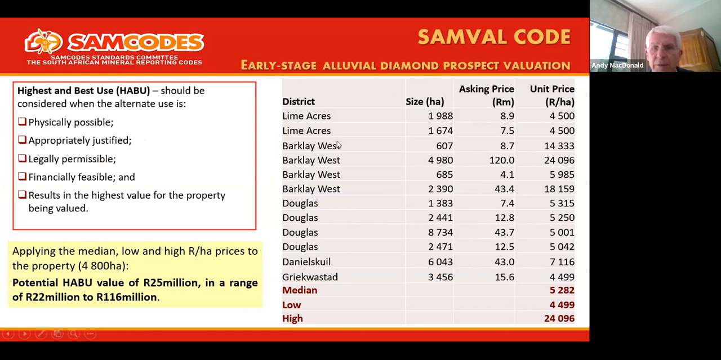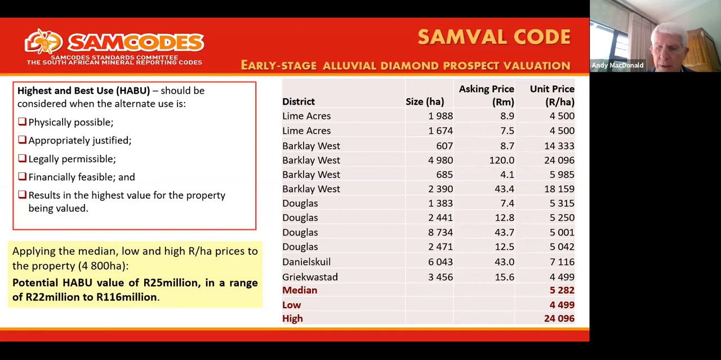So here are a number of properties that I identified in the vicinity of our target property. You can see the size of the property in hectares, the asking price for those different properties on the property website, which then converts into a rand per hectare on the right-hand side. Because those were at the date when I was doing the evaluation, they are current values, so I don't have to do any adjustments to those. Again, I pull out a median, a low and a high. Applying that to the area of the property gives me a potential highest and best use value of 25 million in the range of 22 to 116 million.